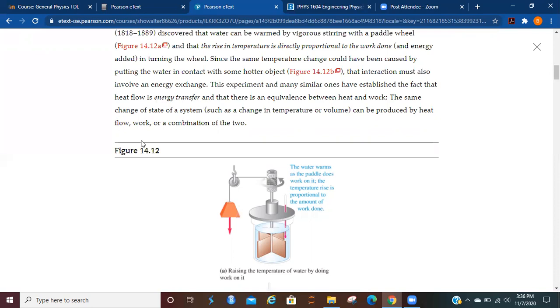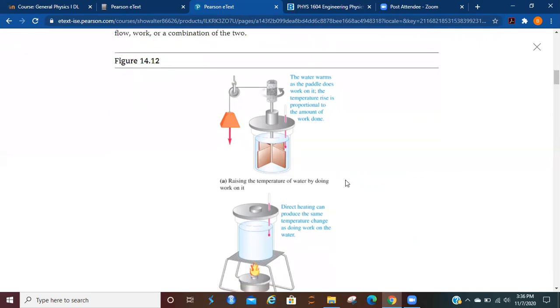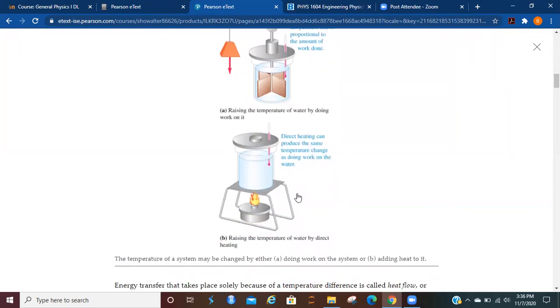The same change of state of a system, such as a change in temperature or volume, can be produced by heat flow, work, or a combination of the two. So here in this picture, you're raising the temperature of water by doing work on it. You've got a weight attached to a pulley around threadings, and then you've got a paddle. The water warms as the paddle does work on it. The temperature rise is proportional to the amount of work done. Direct heating can produce the same temperature change as doing work on the water. Doesn't matter which mechanism you use here.